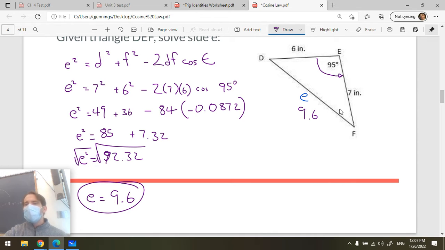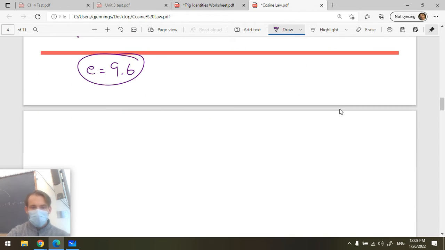Now, does that look reasonable? 6 inches, 7 inches, 9.6 inches. Looks reasonable because 6 plus 7 is 13. If I stretch that out all the way with no angle, it'd be 13 long. But because it's kinked a little bit, it's shorter than 13. But it is going to be the longest side, because this will, by definition, be the biggest angle in the triangle. It can't be a bigger angle than that one, because the rest are going to be less than 90. Okay, let's keep going. Good work.